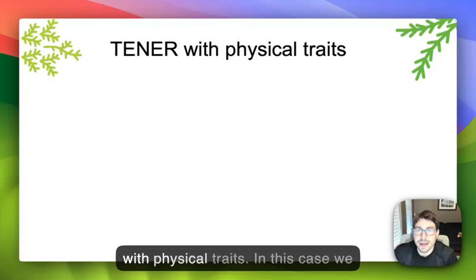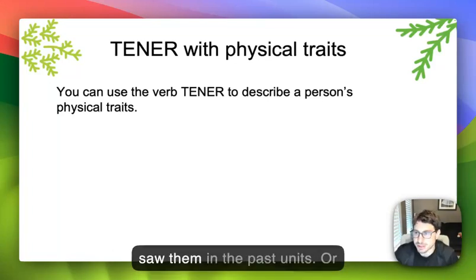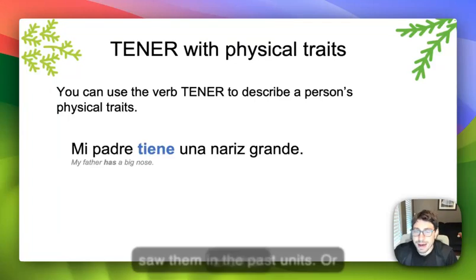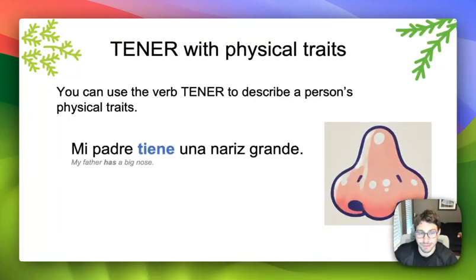So we can use tener with physical traits. In this case, we can use tener to describe a person's physical trait. And I'm going to give you some examples. You already saw them in the past units. Mi padre tiene una nariz muy grande.